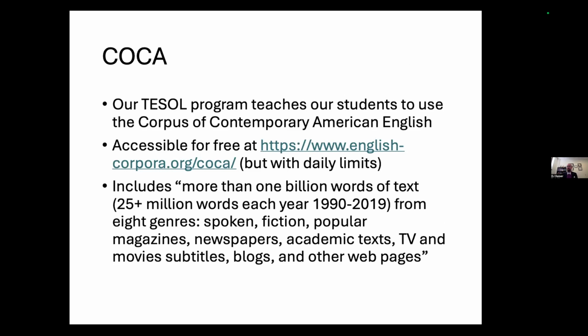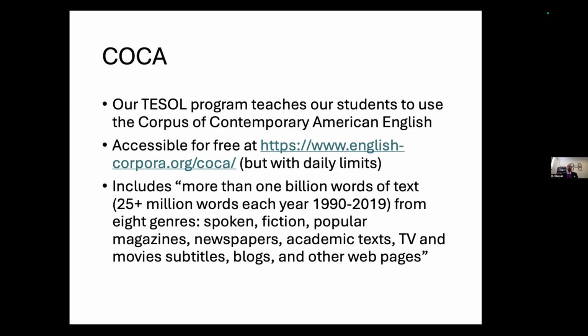I know we've got people who know a lot more about corpora than I do. So I worked with COCA, which is the Corpus of Contemporary American English. And our TESOL program uses this, so we prepare our teachers to use the COCA in different ways. It's free. There are some daily limits. I'll talk about that a little bit later.